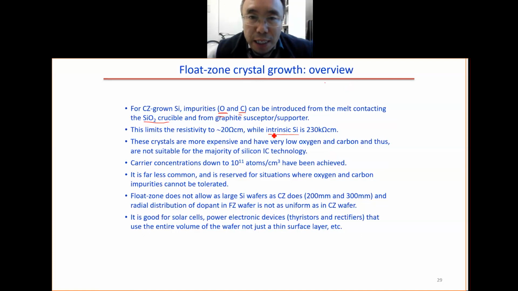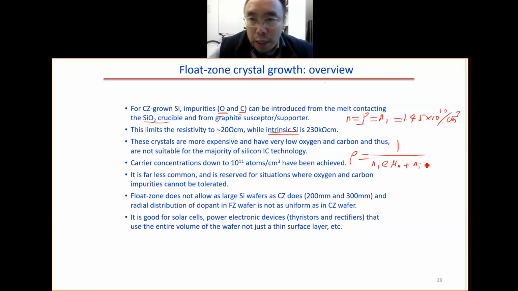So for the intrinsic silicon, n equals p equals ni equals 1.45 times 10 to the power 10. So this is the intrinsic silicon. Resistivity is given by 1 over (ni e mu_n plus ni e mu_p). So mu_n is the mobility, ni is this number, e is the charge of the electron. Then you get a number close to this one.